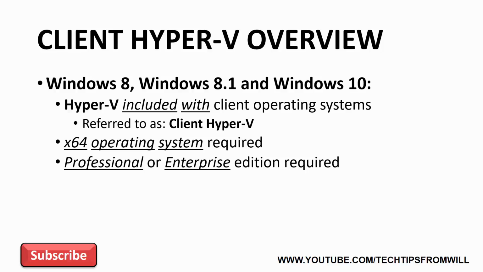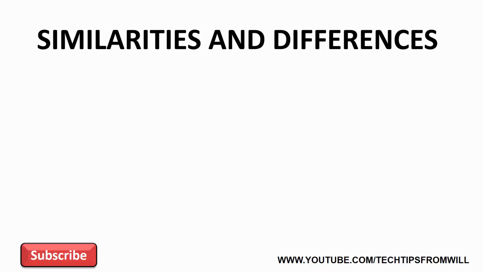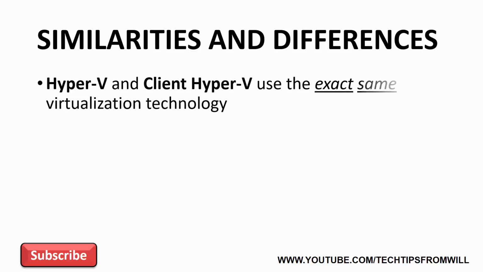Now that you have a high-level understanding of where Hyper-V and Client Hyper-V came from, let's now take a closer look at the similarities and differences between the two products. First of all, it should be pointed out that, under the hood, Hyper-V and Client Hyper-V were developed using the exact same virtualization technology. This is all very well, but it does beg an important question. If Hyper-V and Client Hyper-V are exactly the same under the hood, then what exactly is the difference between the two? This is a good question, so let's have a look.